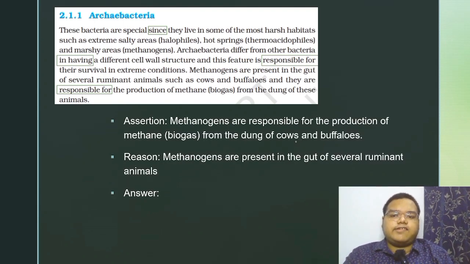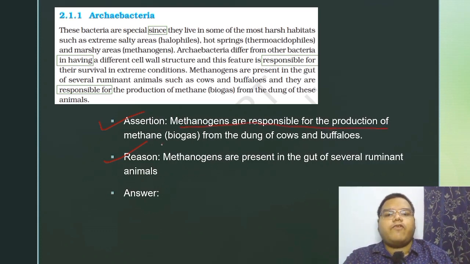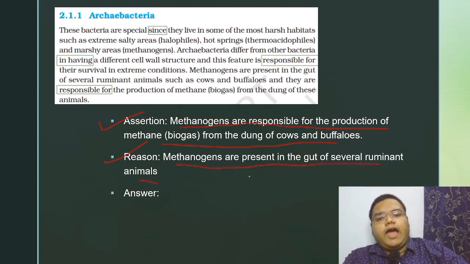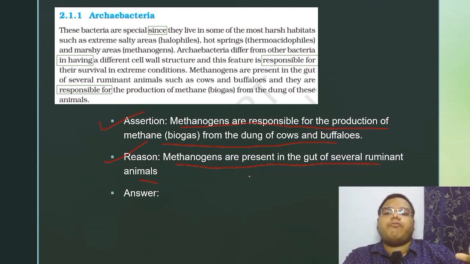Right, good. Next, assertion and reason. Assertion: methanogens are responsible for the production of methane from the dung of cows and buffaloes. Reason: methanogens are present in the gut of several ruminant animals. As they are present in the gut of several ruminant animals, methanogens are responsible for the production of methane. Yes, right, both assertion and reason are correct and the reason is also the correct explanation of the assertion. So the answer will be option number A.